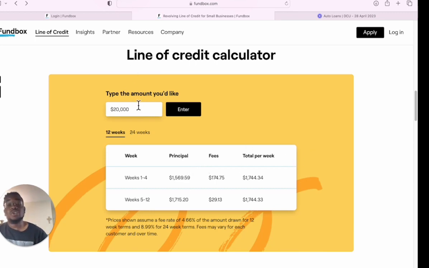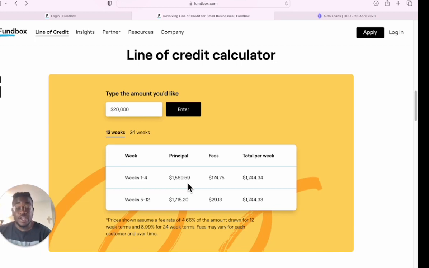So up here, you can put the amount in. So let's say you get a $20,000 line of credit and you decide to draw $20,000. It's showing you week 1 through 4. You're going to be paying $1,569 per week. So y'all got to understand that these payments are weekly. They're not monthly. They're not bi-weekly.